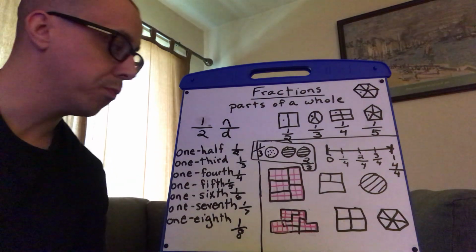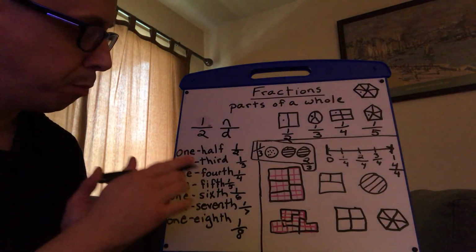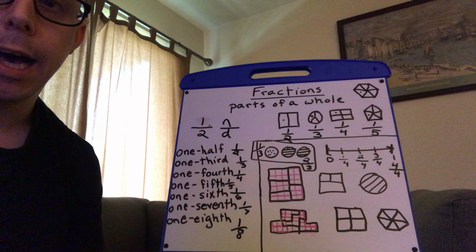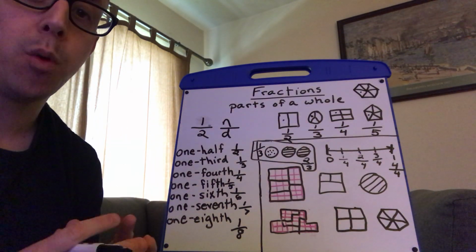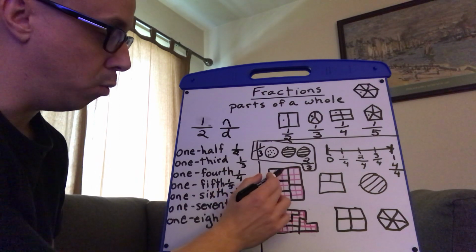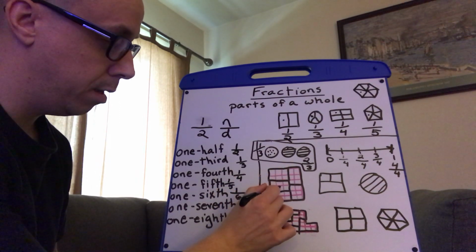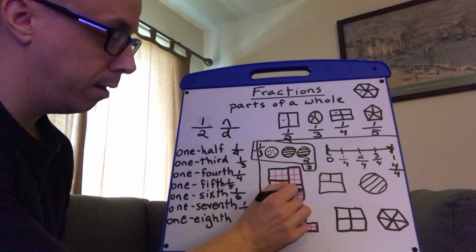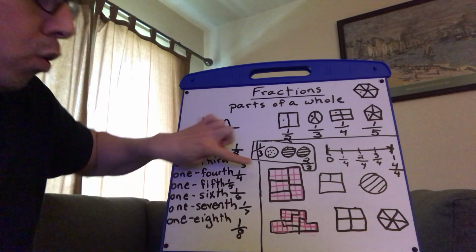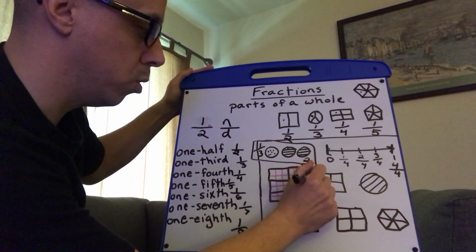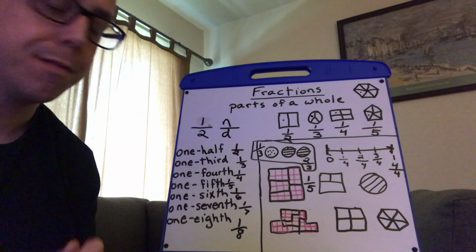Now I want to know, what fraction does each portion represent? Well, I'm going to count now the number of portions that I have. So here I have 1, 2, 3, 4, 5. So there's 5 portions. So one of the portions is equal to 1 out of 5, or 1/5.